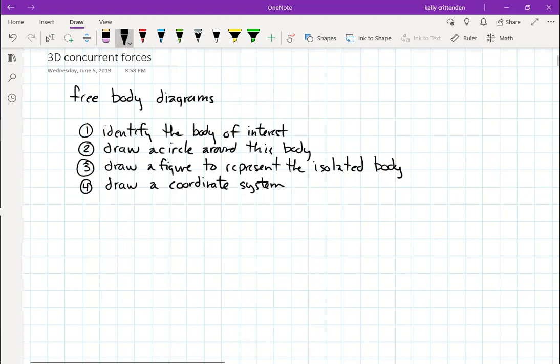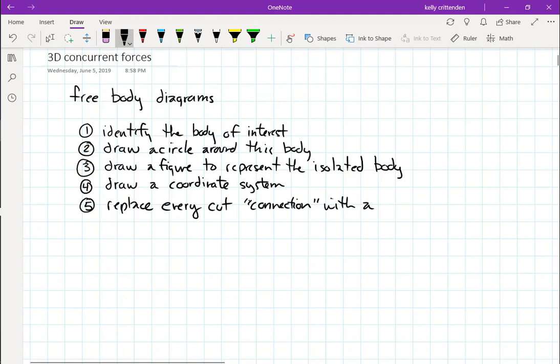So now you've got a figure that's in a coordinate system. When you drew that circle around the body of interest, you drew through some lines. These lines were other ropes or cables, or maybe bolts or pins, or maybe the other half of the body or whatever. You cut through something when you drew this circle. You've got to replace every one of those cut connections. We'll call them connections because they could be a lot of different things. So replace every cut connection with something.